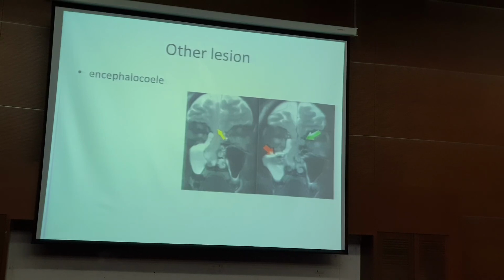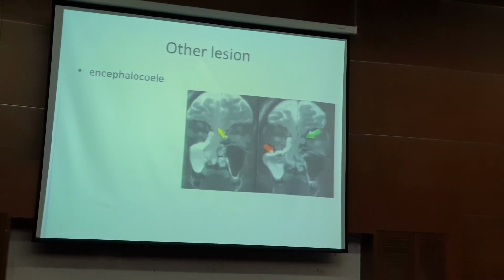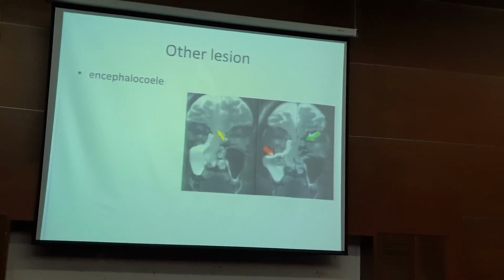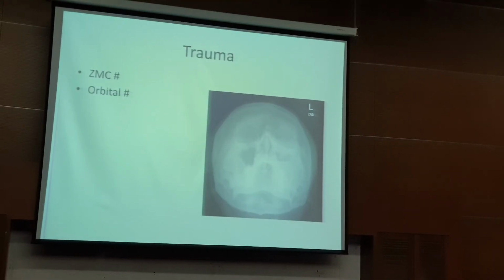Another lesion, encephalocele. MRI will be able to tell you that. If you do CT, we won't be able to see it because what you see is just soft tissue density within the paranasal sinuses. But here you can see that there is a herniation of the brain into the nasal cavity. If you look at the brain itself, the texture is not normal. The cortex is thickened, so this one would probably be congenital.